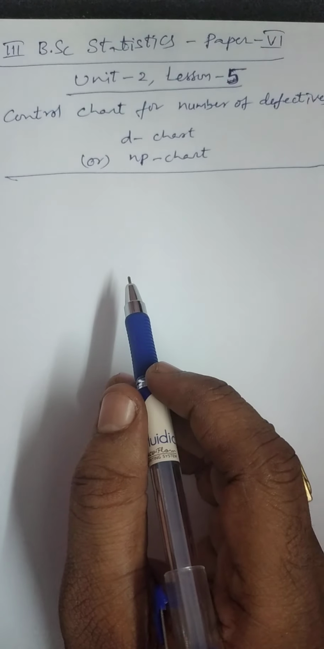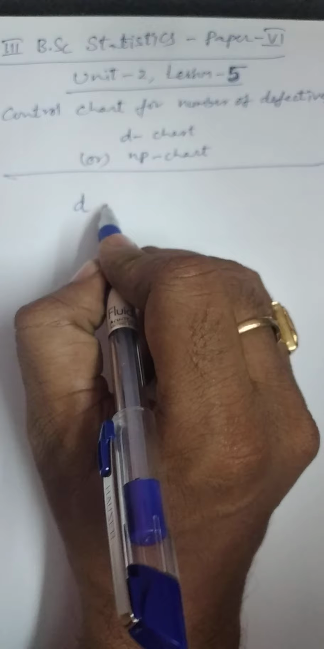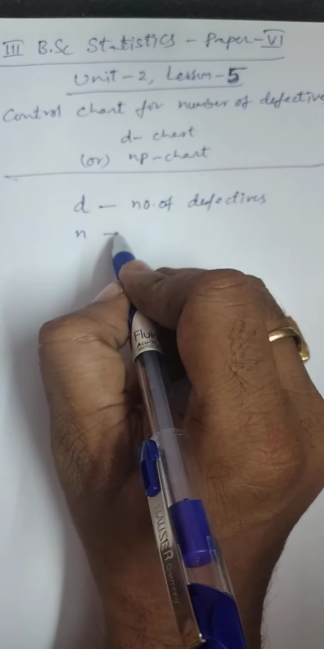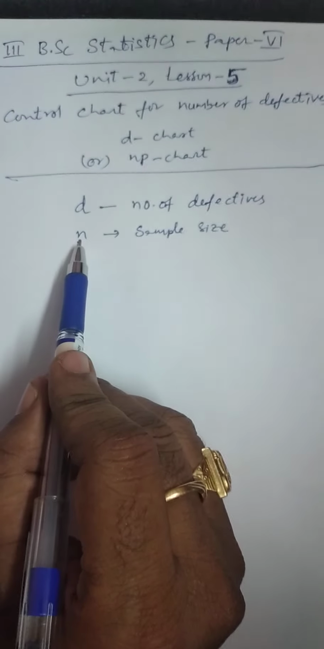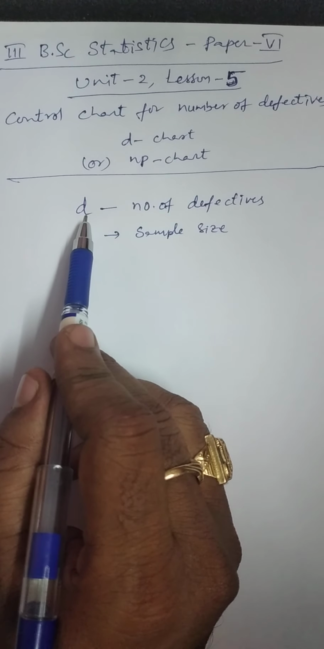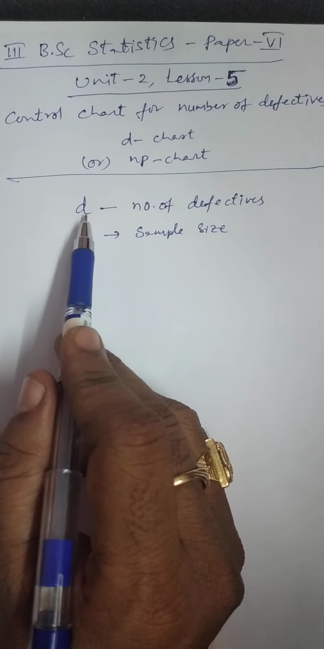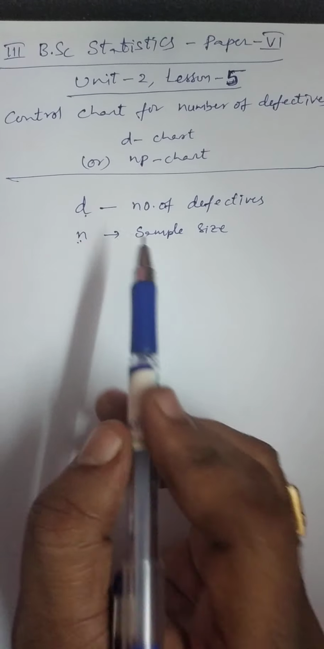So, in which we consider some of the points first. Let us consider D is number of defectives, n is sample size, which means out of n units, D is the number of defectives obtained out of sample size n.